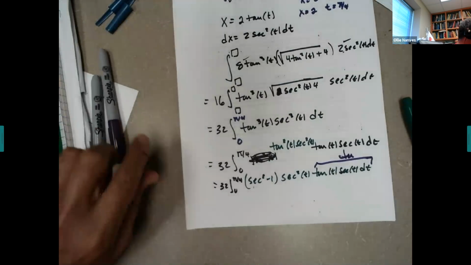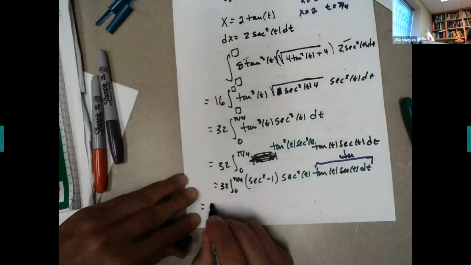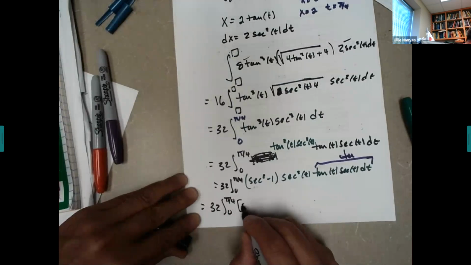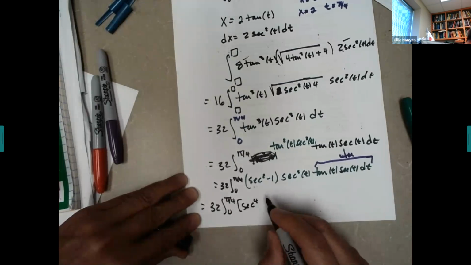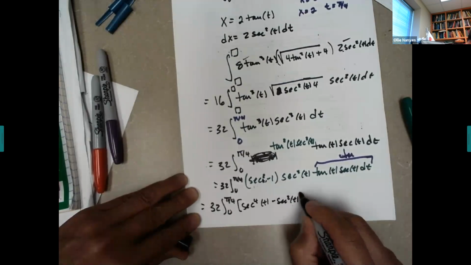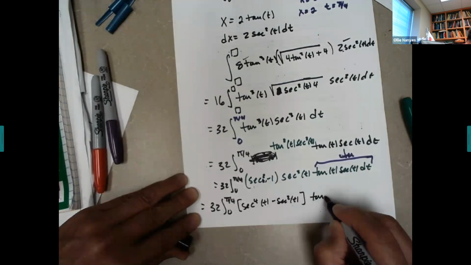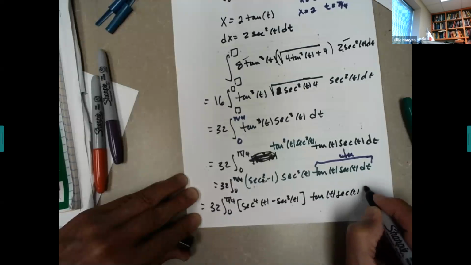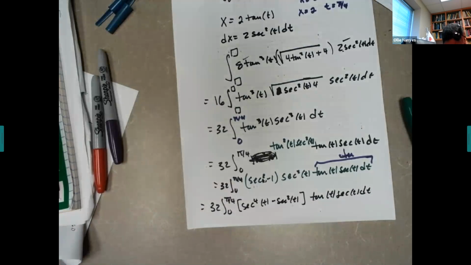So this turns out to be 32 times the integral from 0 to pi over 4 of secant to the 4th t minus secant squared t, tangent t secant t dt, and we're basically on our way to being done.